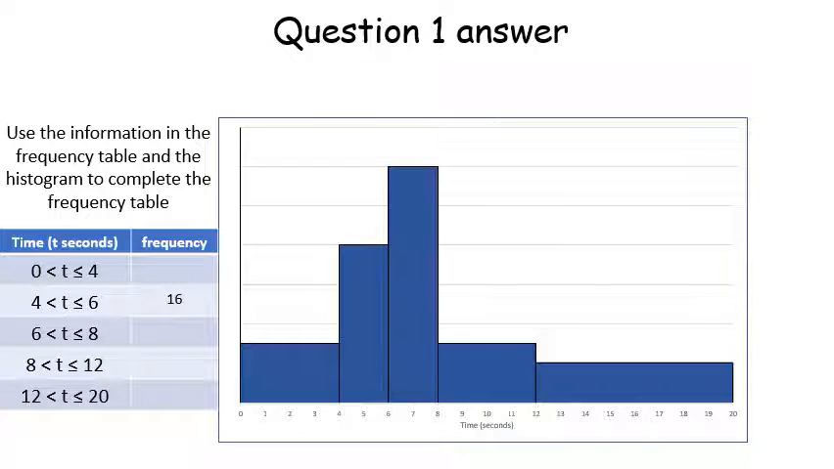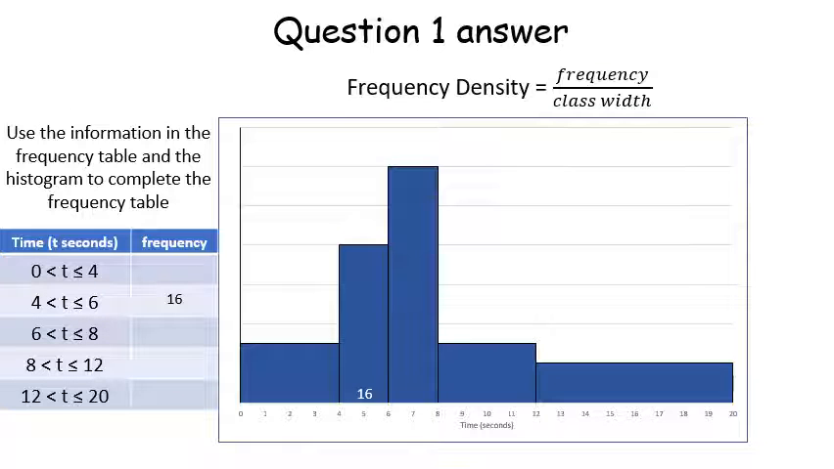Question 1. For the class of times between 4 and 6 seconds, we're given a frequency of 16. We know that the frequency density is the frequency divided by the class width, so the frequency density is 16 divided by 2, which is 8. Distributing the frequency densities evenly, then multiplying by the class widths, we get 12, 24, 12 and 16.